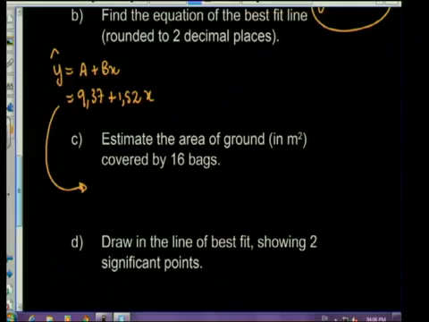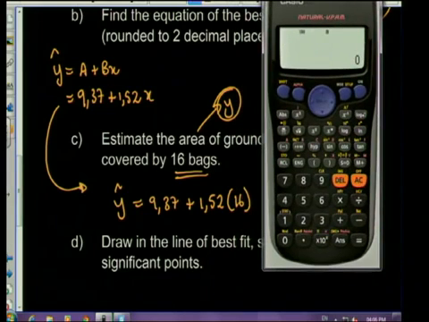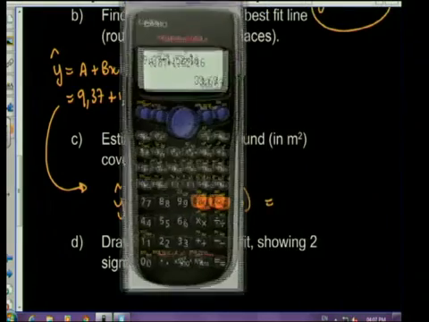So if they are telling me estimate the area, remember the area was y, so I'm trying to find a y based on a specific x value. So we say y hat would be equal to 9.37 plus 1.52 multiplied by 16. And there I need to use a calculator, unfortunately. So let's go put it in, 9.37, and that's added to 1.52, and that was multiplied by 16. And what that gives me is 33.69. And that what is the area that it covers? So it's 33.69 meters squared.